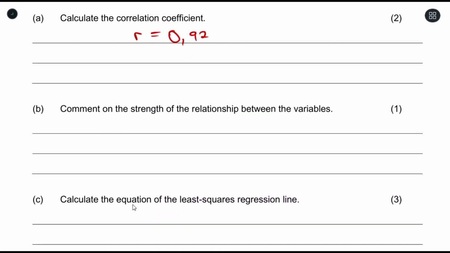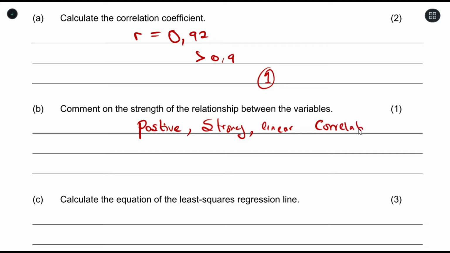Okay. Now they ask us to comment on the strength of the relationship between the variables. Because your correlation coefficient is positive, the first comment would be that it is positive. Also, because it is greater than 0.9, we can say that it's strong. And because it's very close to 1, we could also say it is a linear correlation. Okay, so this is the strength of the relationship between the variables. It is positive, it is strong, it is a linear correlation.